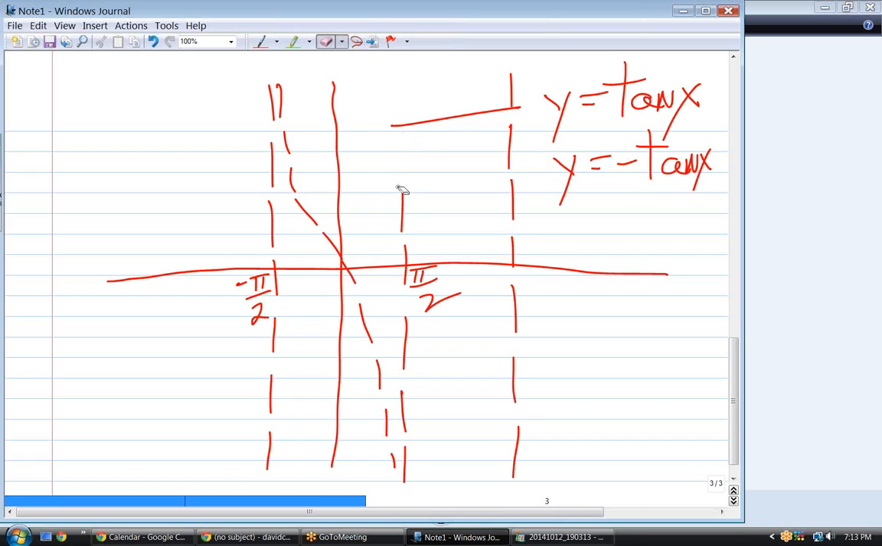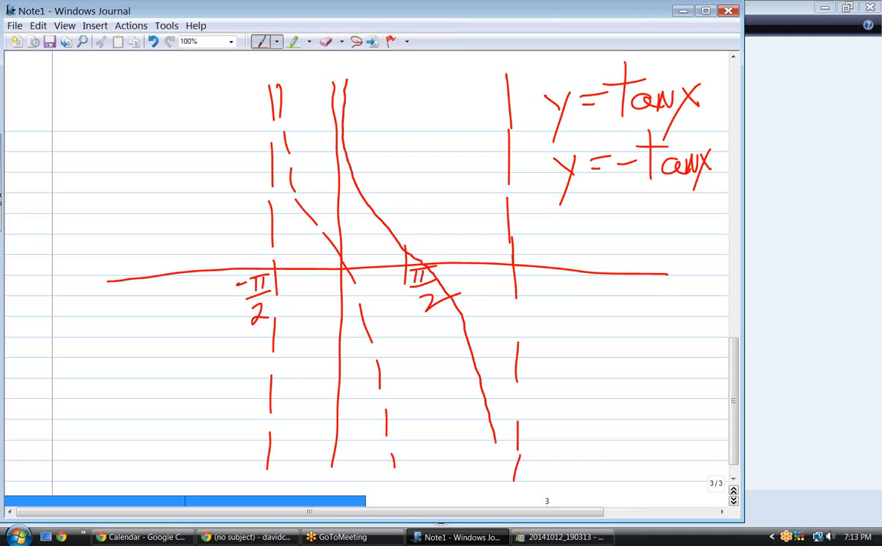Let me draw the cotangent curve. The only thing wrong with it is it's not in the right spot. The cotangent curve goes from 0 to pi and has vertical asymptotes every pi. It looks like this, always decreasing. In other words, the cotangent curve looks exactly like the negative tangent curve, only it's shifted pi over 2 to the right. So if we see a tangent or cotangent curve going from 0 to pi, that's cotangent. If we see one going from minus pi over 2 to plus pi over 2, that's tangent.